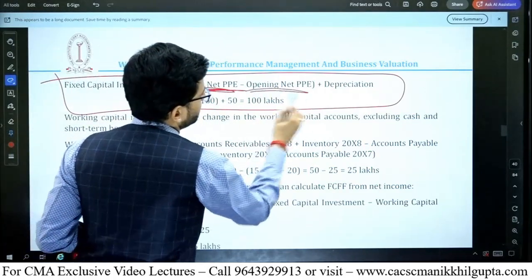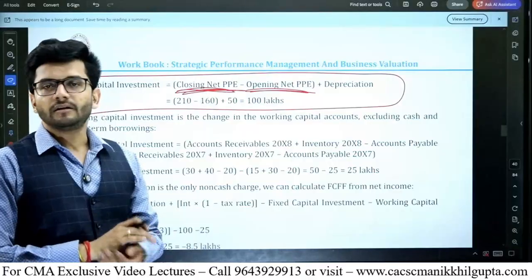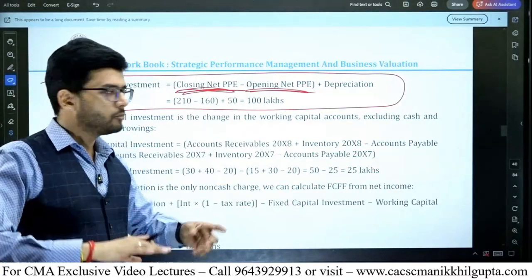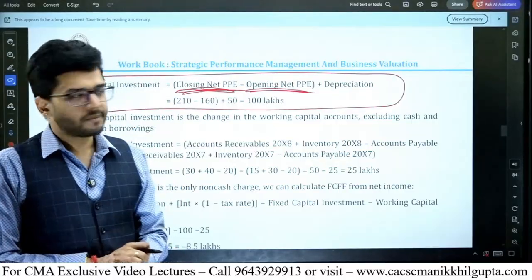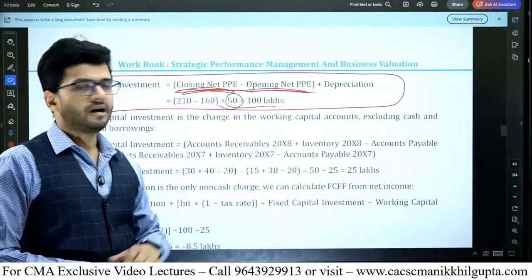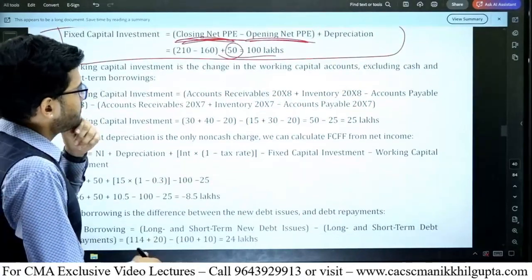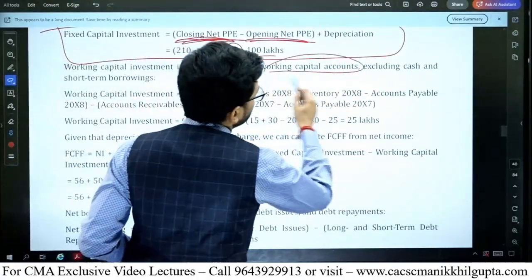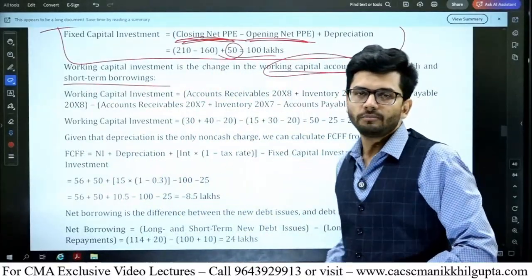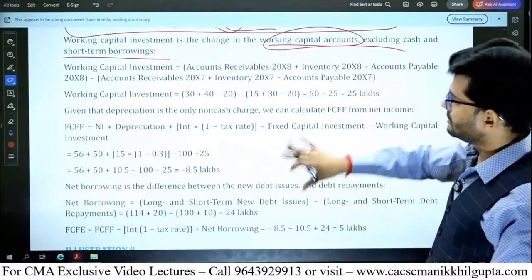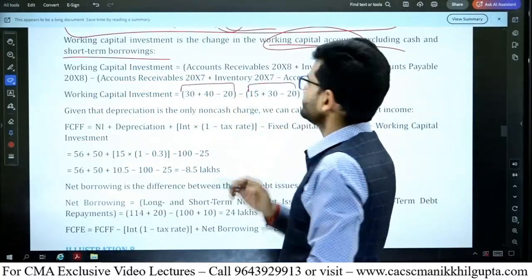So FCI is calculated as 100 lakhs. Closing net PPE, opening net PPE. Closing property, plant and equipment, opening property, plant and equipment. We subtract both of them to get the fixed capital investment. Then we add depreciation to it, 50, 100 lakhs is the total FCI which is there. Now working capital investment is the change in working capital accounts excluding cash and short-term borrowing. Cash and short-term borrowing should not be taken in the computation, but all other accounts are to be taken in the computation. Opening minus closing.